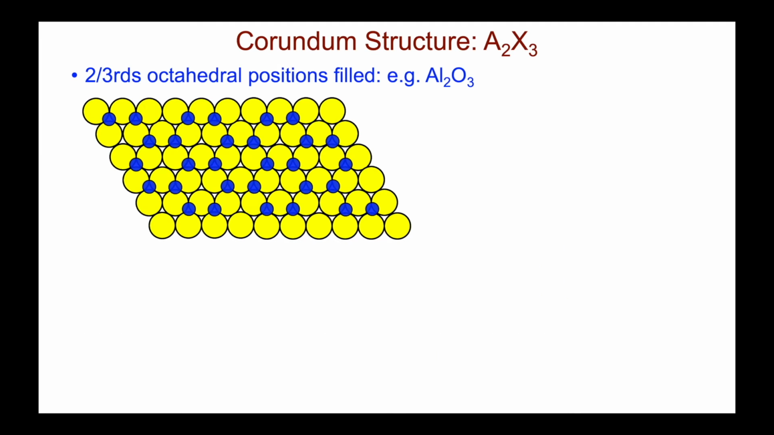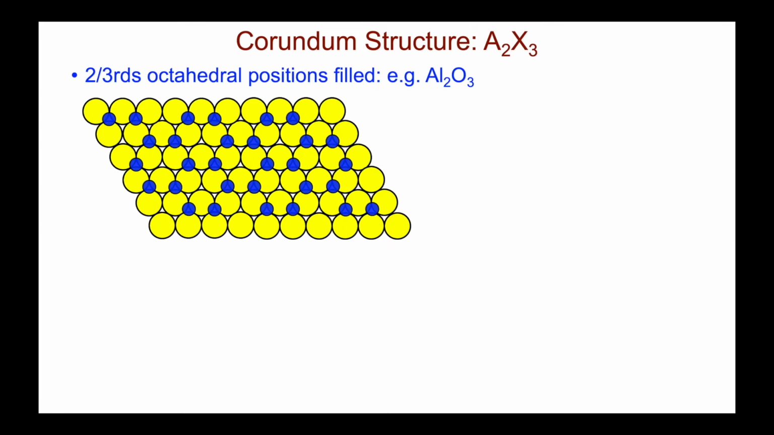Another common structure is corundum. A₂X₃ is the stoichiometry. It's the structure of Al₂O₃ and also Fe₂O₃, two very important ceramic materials. Well, in this case, to get the correct stoichiometry, we must only fill 2/3 of the available octahedral positions. So as I go along a given row here, I fill, vacant, fill, vacant, etc. And I do that in each case, but I displace these two with respect to these just to try and again minimize the cation-cation repulsions.